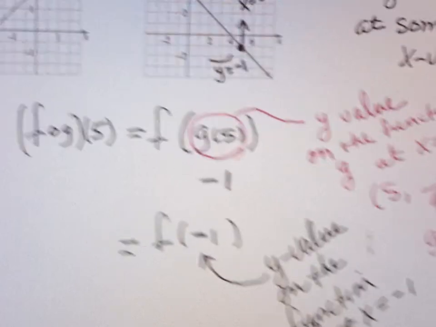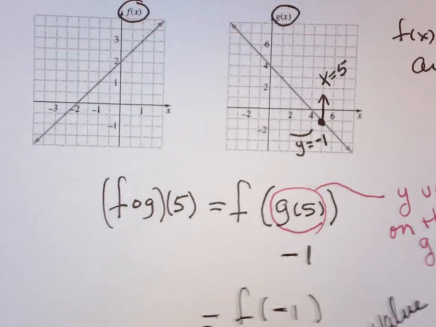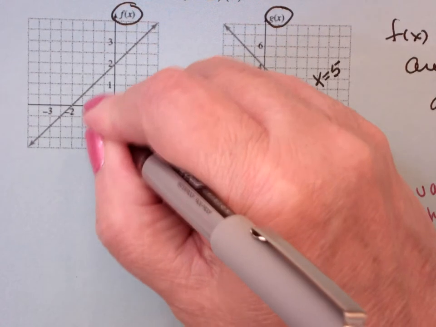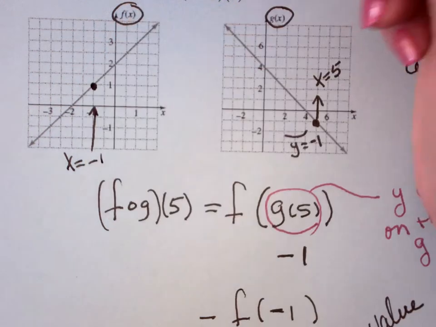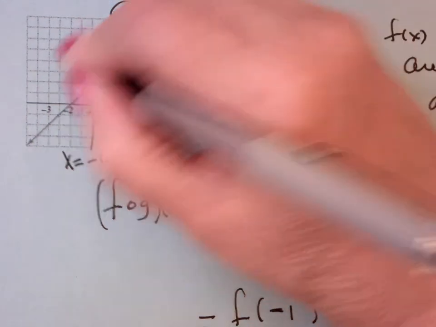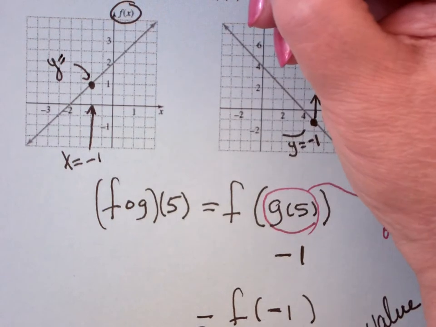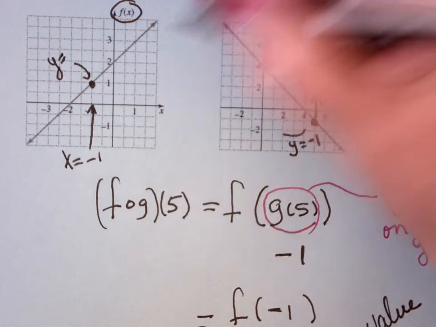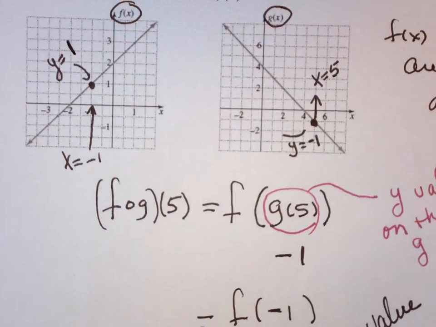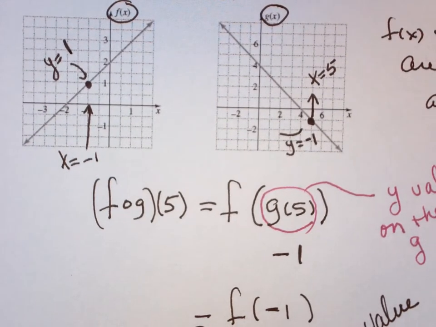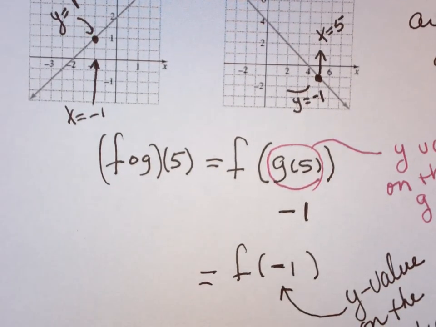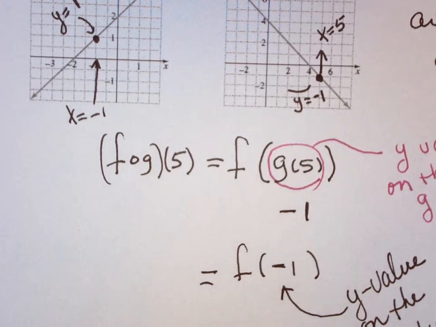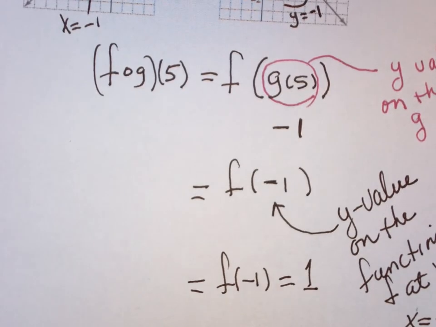So that means I come back up to the graph. Here's my x equal negative 1. There's the coordinate point on the graph. That gives me a y value of, is it 1? Yes. So that means that f of negative 1 equals 1.